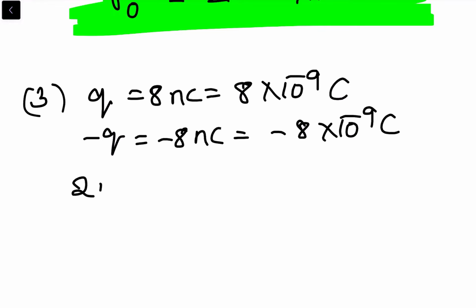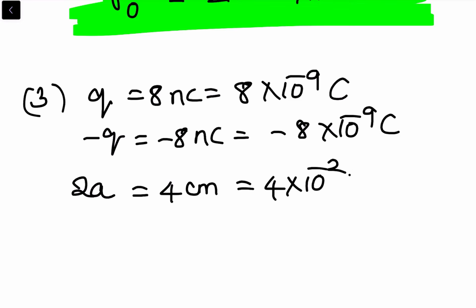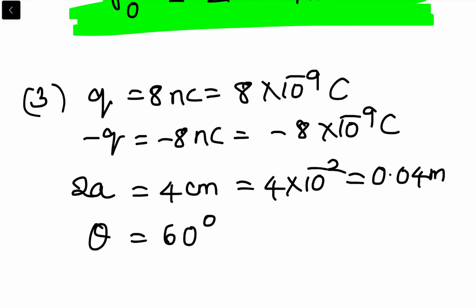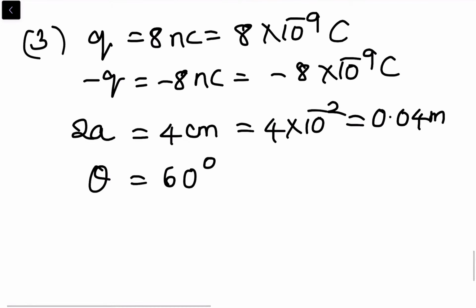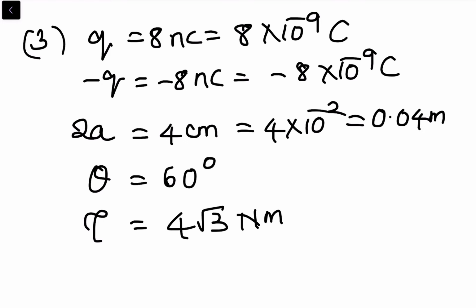The distance between +q and -q is 4 centimeters, that is 4 × 10^-2, which is 0.04 meters. It makes an angle theta equal to 60 degrees, and it experiences a torque tau equal to 4 root 3 newton meter. So this is all that they have given in the problem.